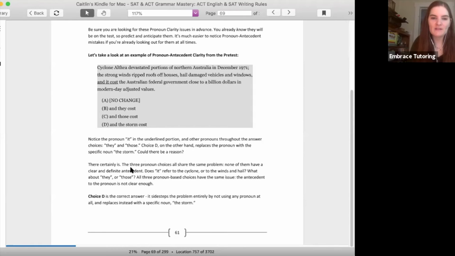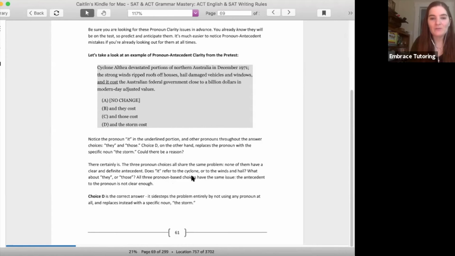And there certainly is, of course, with the three pronoun choices that we have. So let's look for them. We have "it," we have "they" or "those" as possible choices. We don't really have anything in here other than "it" that is a pronoun. Okay. So we can look at those choices and find that they all kind of share the same problem. None of them have a clear and definite antecedent.